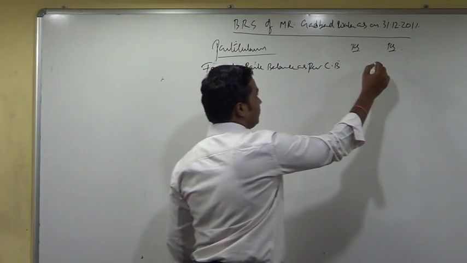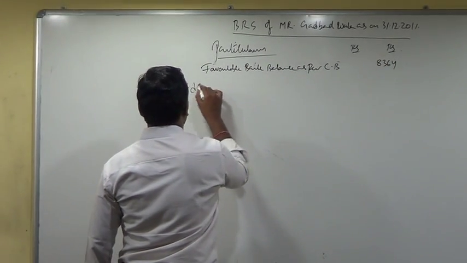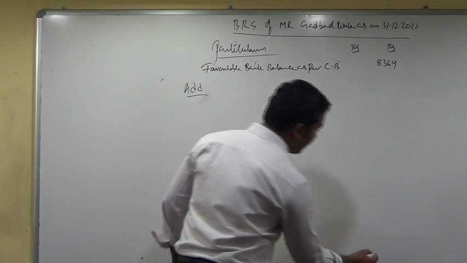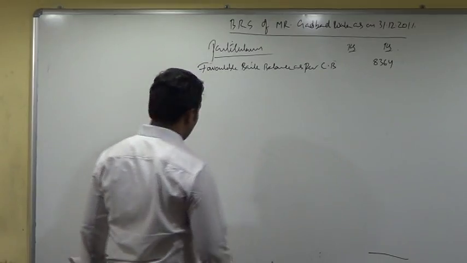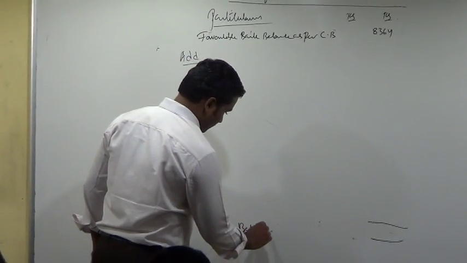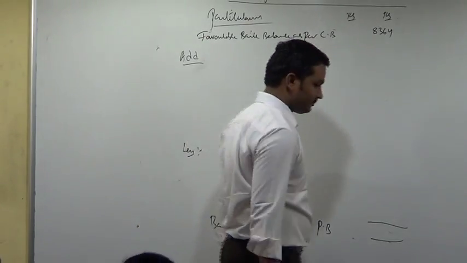How much amount? 8,364. Add, less. Now what should we get as the answer? Please tell me. Bank balance as per passbook should be our answer.